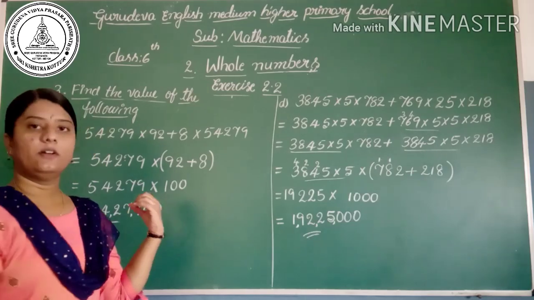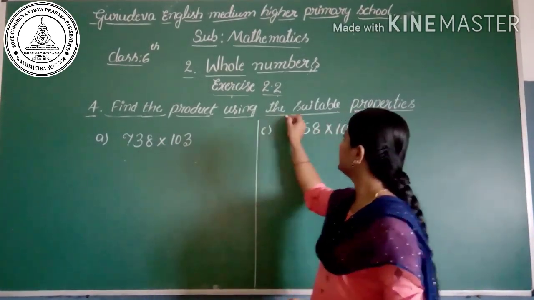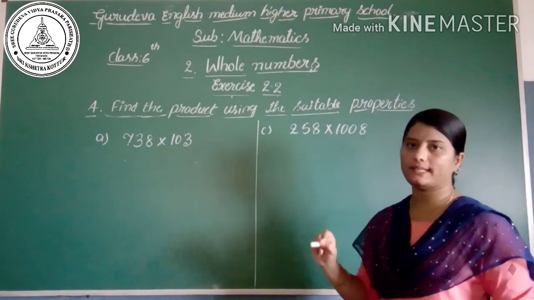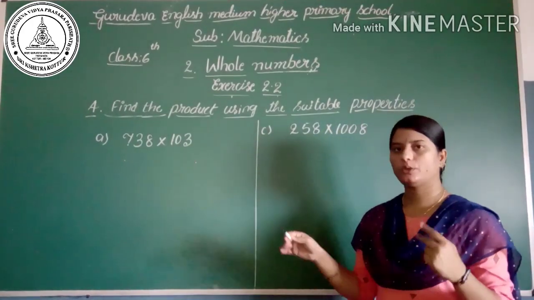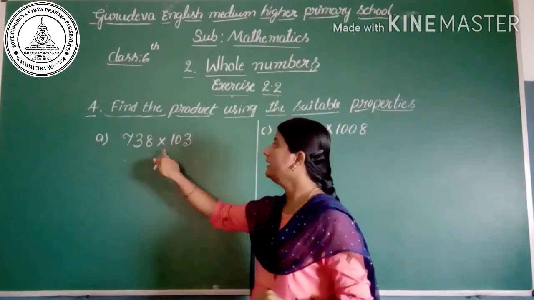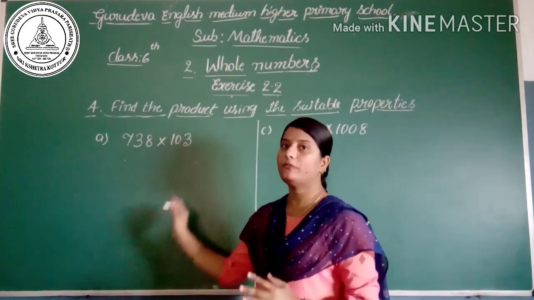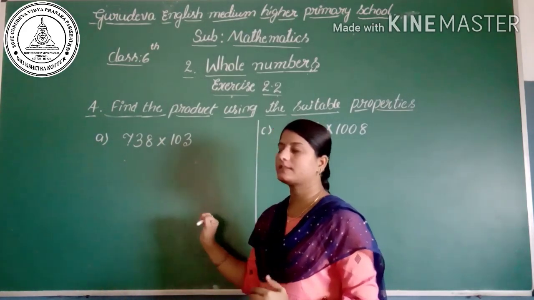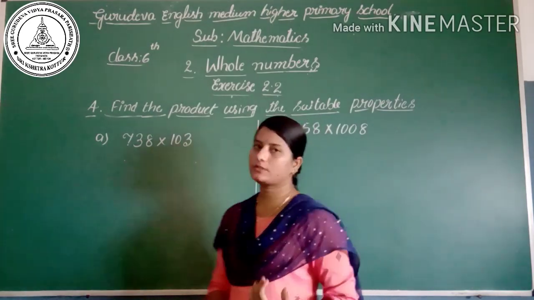Let's go to the fourth main. The fourth main is find the product using the suitable properties. So they are given the 4 questions. So in that I have taken 2. Okay. The first question is 738 into 103. So which property is suitable for this question? Yes. That is distributive property. Yes. Use that property.